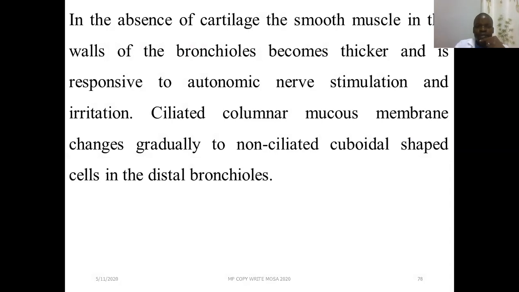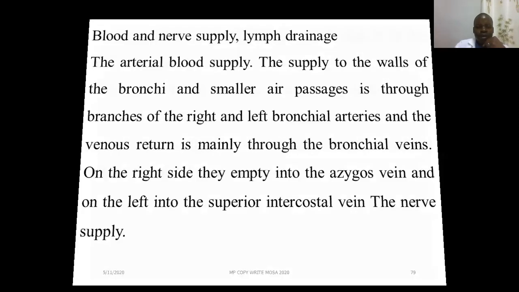In the absence of cartilage, the smooth muscle in the walls of the bronchioles becomes thicker and is responsive to autonomic nerve stimulation and irritation. Ciliated columnar epithelium changes gradually to non-ciliated cuboidal cells in the distal bronchioles. So the ciliated columnar epithelium that we mentioned lines the trachea. In the distal part of this respiratory tract, we find cuboidal-shaped cells in the distal bronchioles.